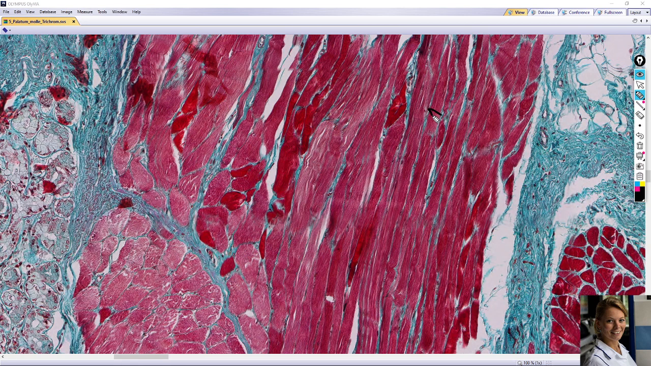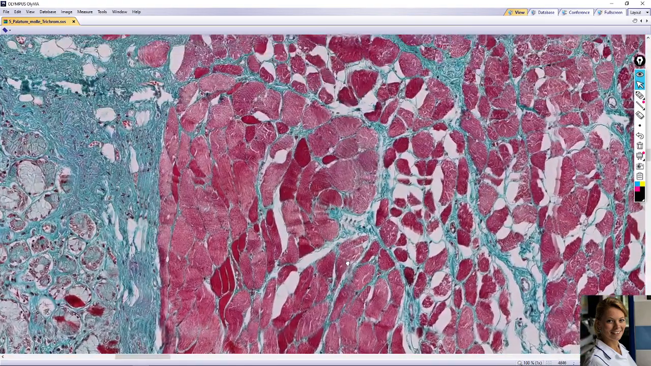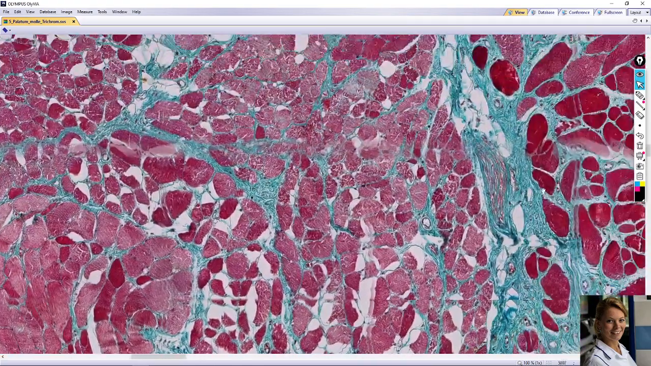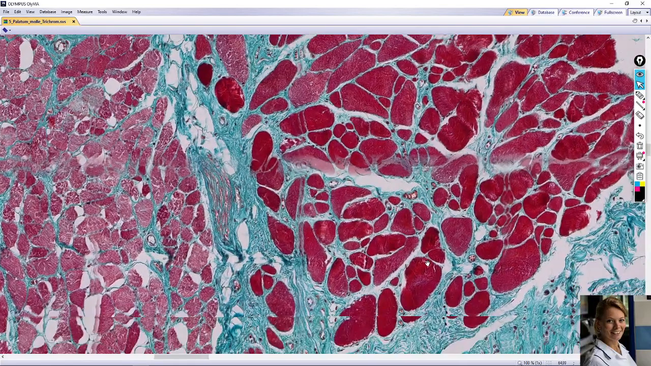Here, here. And here, this is the cross section of the skeletal fibers, and also nuclei in the periphery.